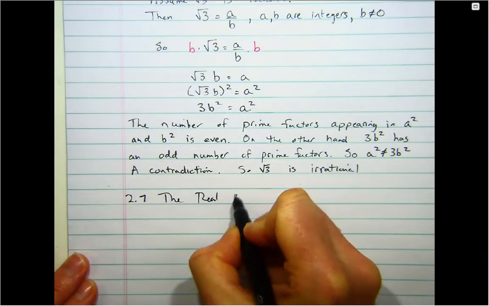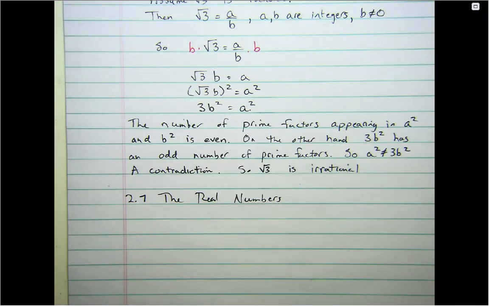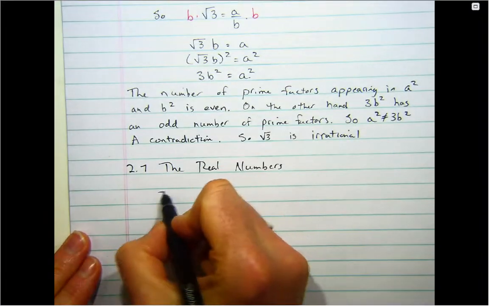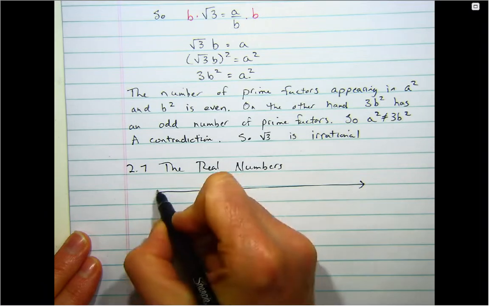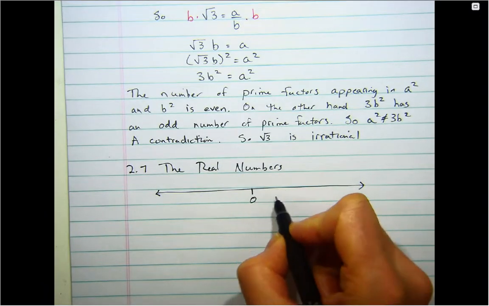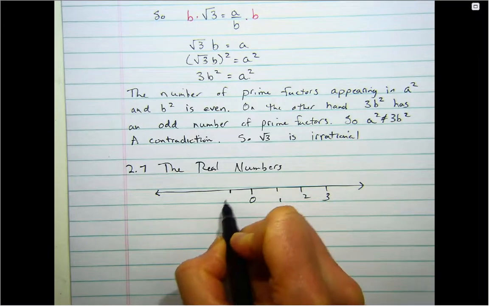So in 2.7, we look at all the numbers that you know that are on the number line. Those are called the real numbers. So all the numbers you know that do not have an i in them are part of the real numbers. So I'll draw the number line. The arrow means this just keeps going on forever.